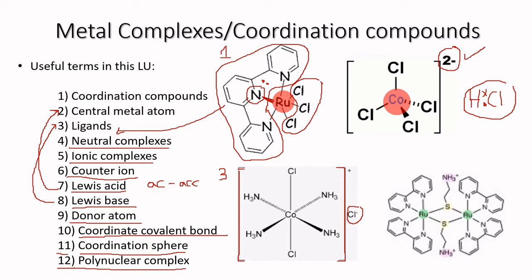And then term number 12, which is a polynuclear complex. A polynuclear complex is when you have more than one central atom in the structure of the complex. For example, you can see compound 4 here. You can see there are two ruthenium, which are connected by a molecule in the middle here. This molecule is what we call a bridging ligand, where this ligand serves as a bridge to connect these two metal atoms.